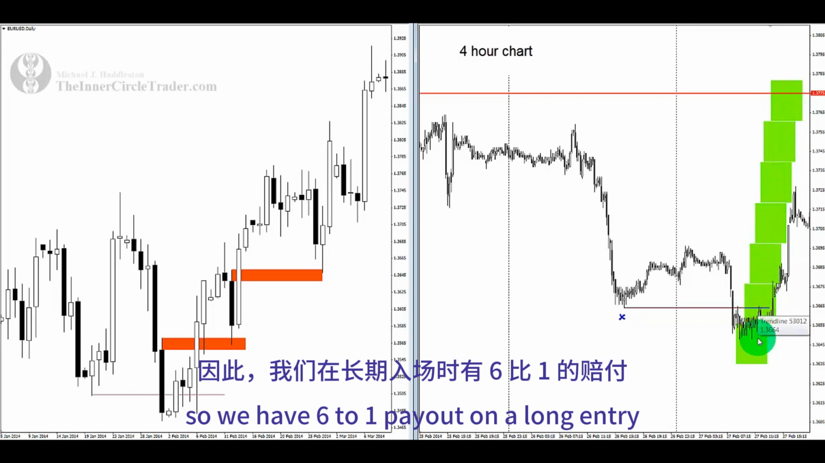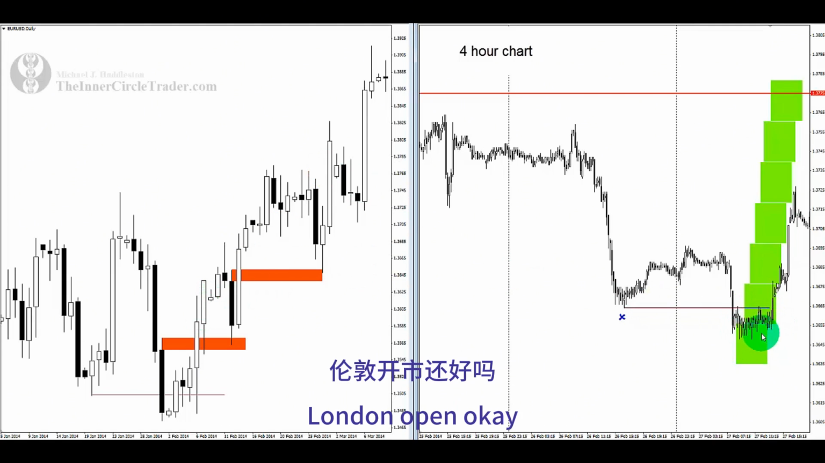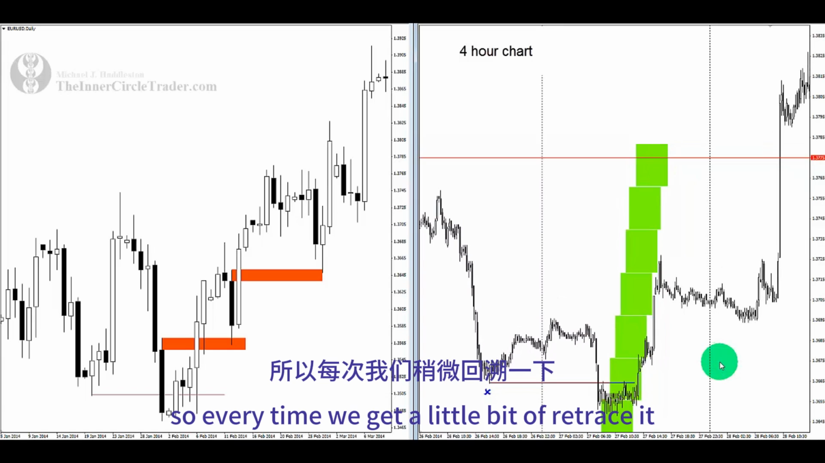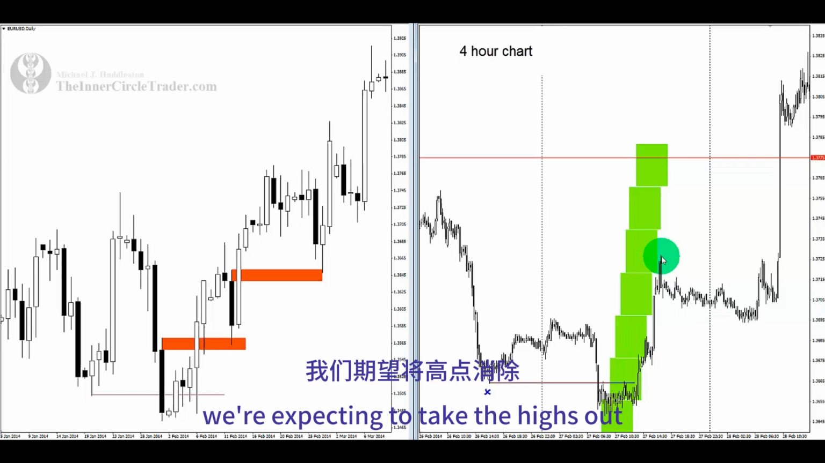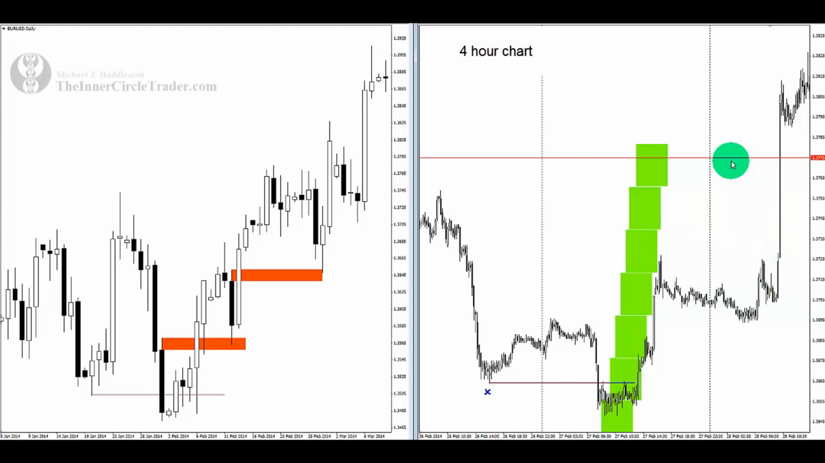So we have a 6-to-1 payout on a long entry, trading with institutional order flow at the London open, looking for a range expansion to the upside. Every time we get a little bit of a retracement, we're expecting to take the highs out. And see what we have here, we have basically two equal highs.